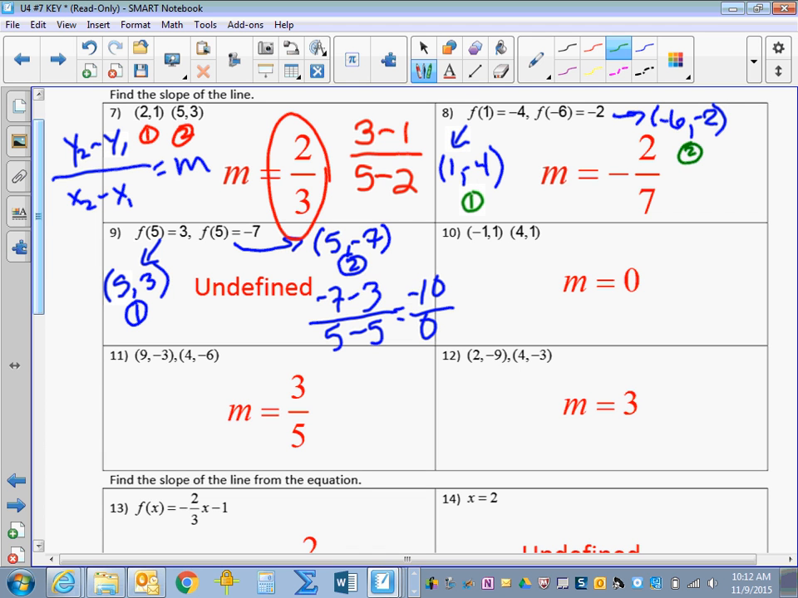So y minus y: negative 2 minus a negative 4 would be plus 4. And then negative 6 minus 1. Negative 2 plus 4 is 2. Negative 6 minus 1 is negative 7. So that gives us 2 over negative 7. So again, your y value subtracted, your x value subtracted.